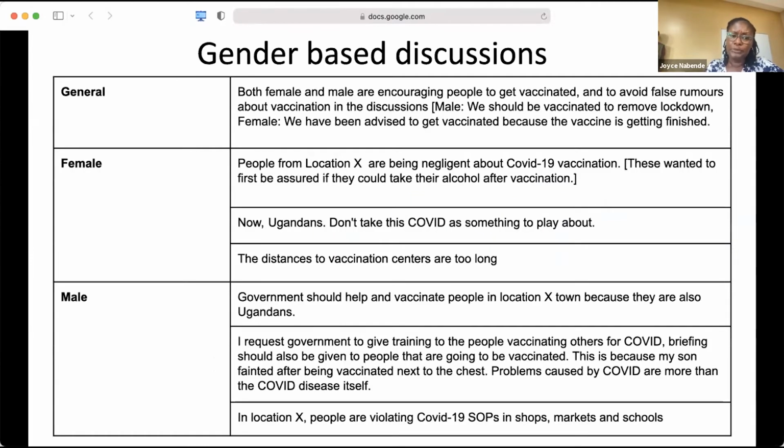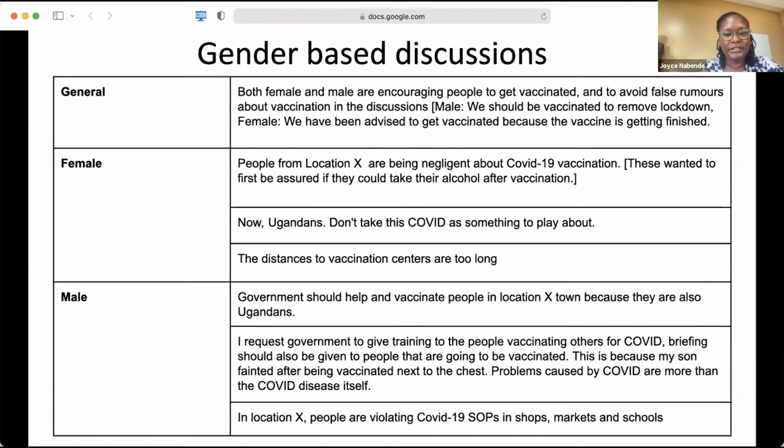So we went ahead to look at what people say, what the discussions are. Generally, looking at both males and females, they were all encouraging people. When we did the use case for May 2021, we wanted to understand the discussions on radio around COVID-19 vaccinations, because vaccination is now a big thing here in Uganda. We realized that both females and males were encouraging people to get vaccinated and to avoid the false rumors about vaccinations in the different discussions.